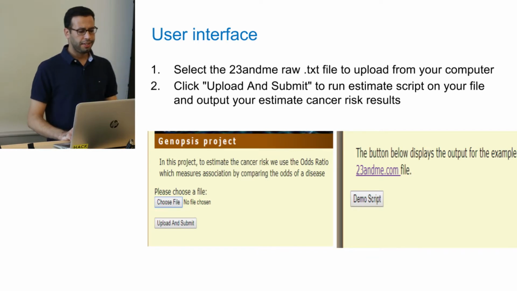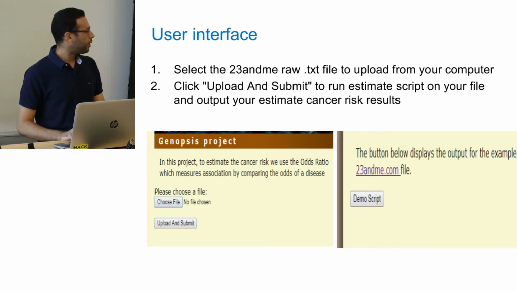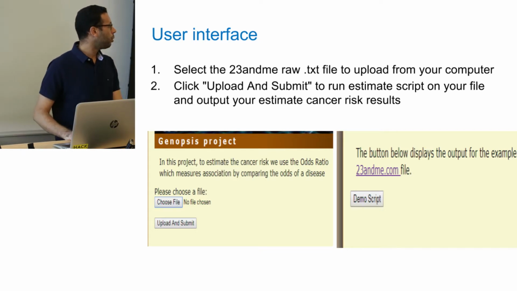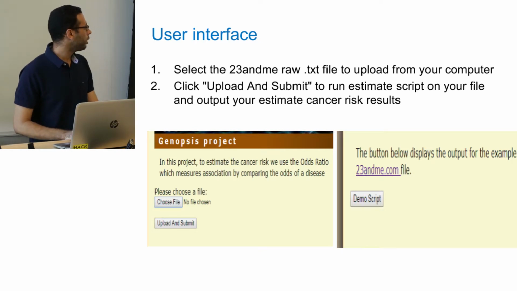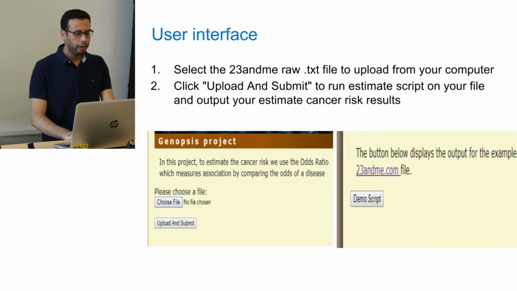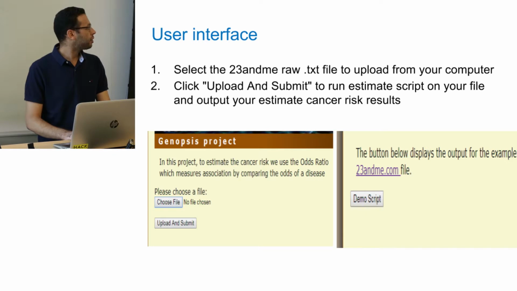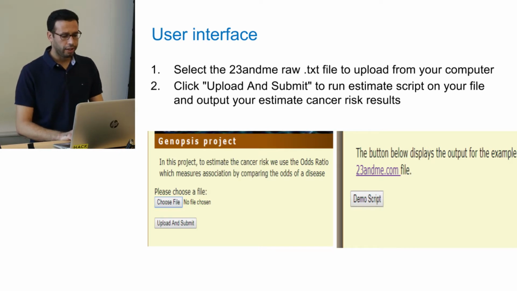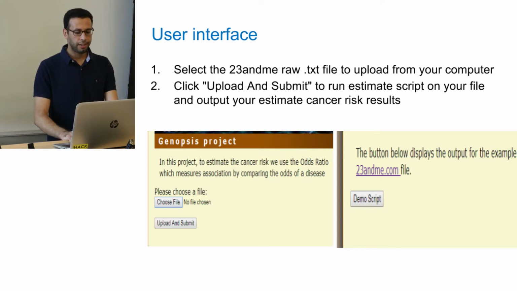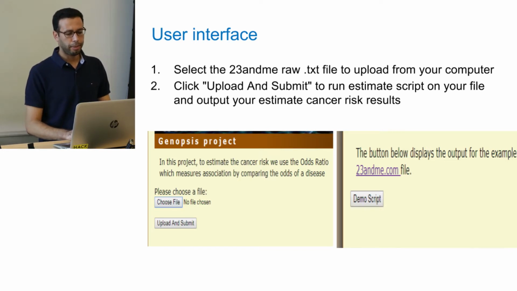In this slide, I'm showing you the user interface, so the user can use the web server. Once you have the file, you can upload it, then click the upload button and submit to run the script. And on the right side, we have the demo script. This is for the case where you don't have the file and you want to show people the rest. So you can use this button.